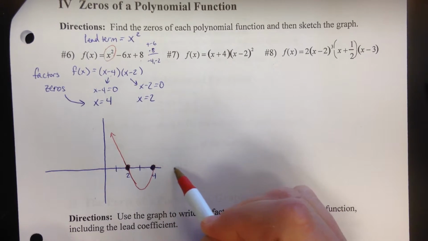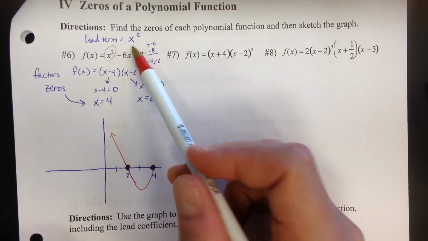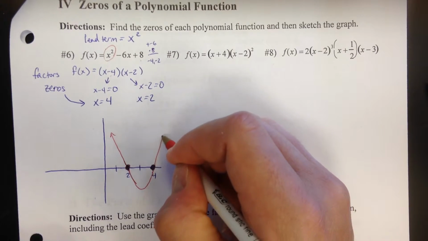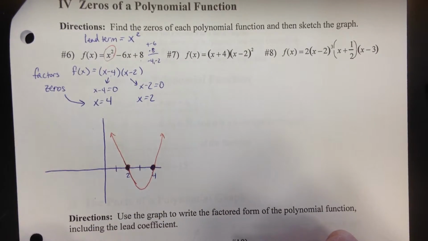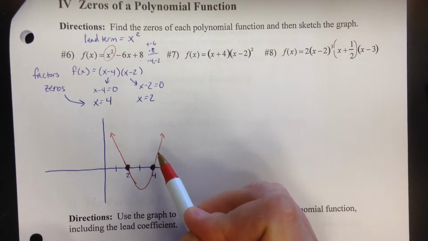Now, as you start plugging in positive values, way out here, you're going to square. And when I square a positive, I get a positive. So the function will look something like that. Now, that's not perfect, but that's the general shape of that.